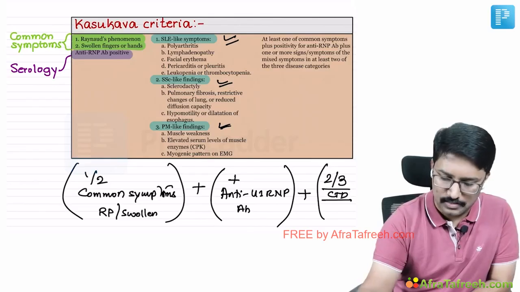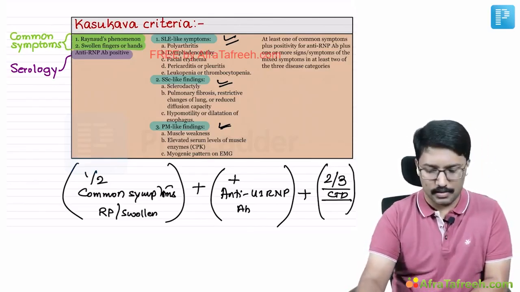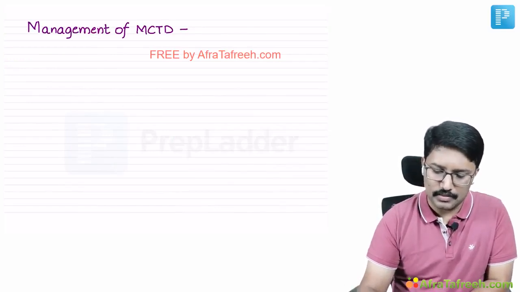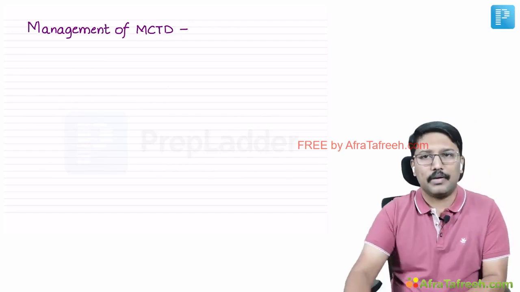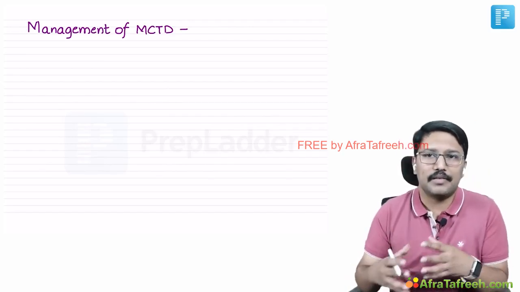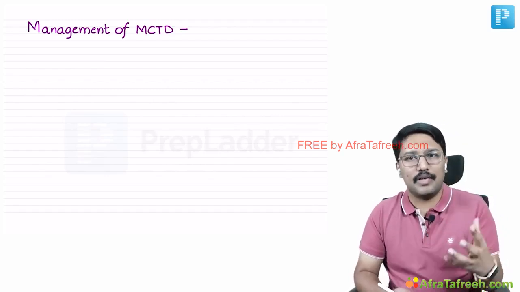That would satisfy the criteria to call the patient as having mixed connective tissue disorder, right? Okay. Now that completes our diagnosis. Now coming to the management of mixed connective tissue disorder. We have to understand that this is a condition where there are overlap of many features. So most likely how we treat these patients is try to treat the dominant entity.